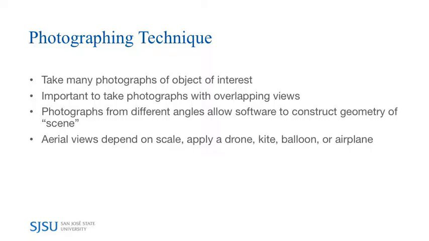In general, the technique is very simple. You just take many different photos of an object of interest. That can be the surface, a human body, or a picnic table. It's important that you take overlapping photos. For high-resolution photos, you need 80% overlap. The photographs are taken from different angles so that the software can reconstruct a scene. The aerial photos will depend on scale, so you can use a drone, or you can put a camera on a kite or a balloon, as long as you have these overlapping photos.